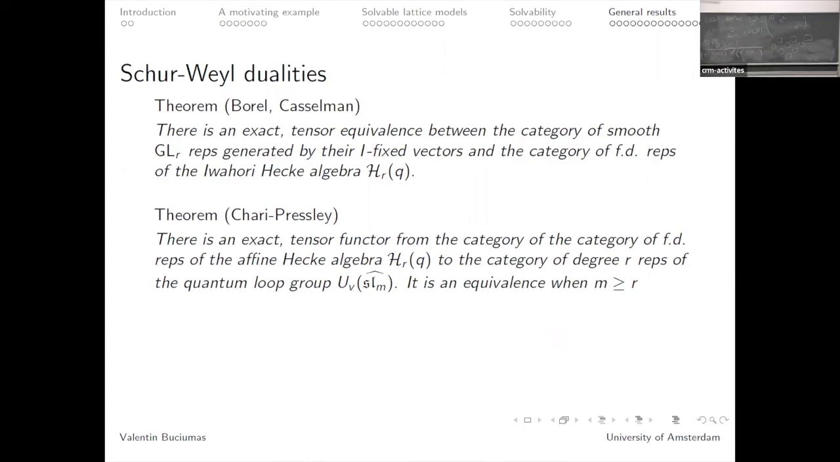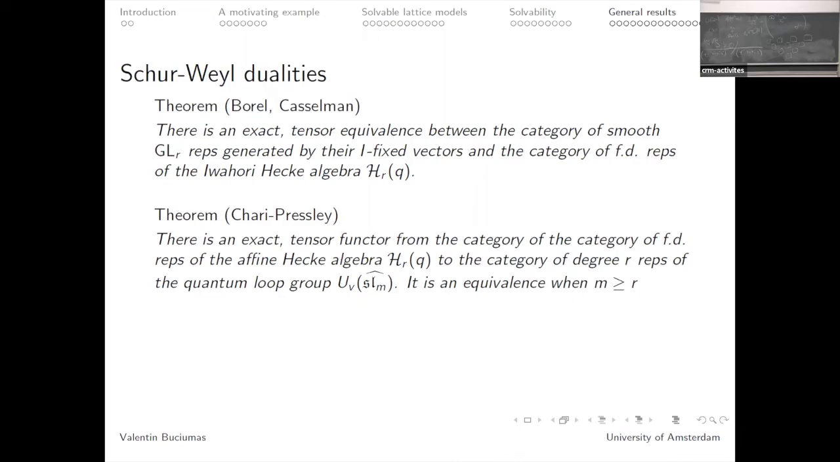So there's a theorem which already appeared in Stefan's talk, which is due to Bernstein and Kazhdan, which tells you that there is an equivalence between the category of smooth GLr representations generated by the Iwahori fixed vectors and the category of finite dimensional representations of the Iwahori Hecke algebra. And then there is a realization of the usual Schur-Weyl duality for quantum affine algebras due to Chari and Pressley.